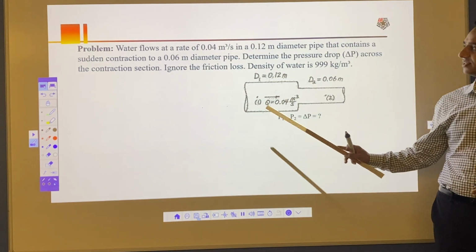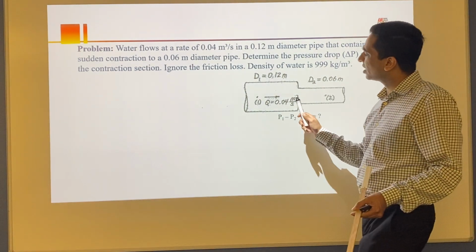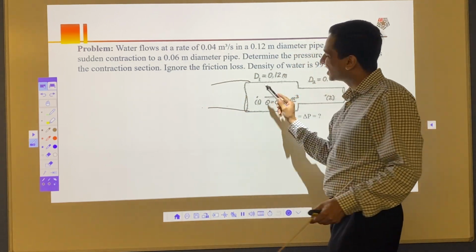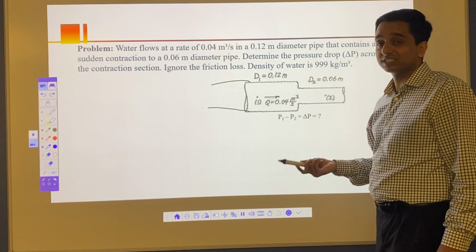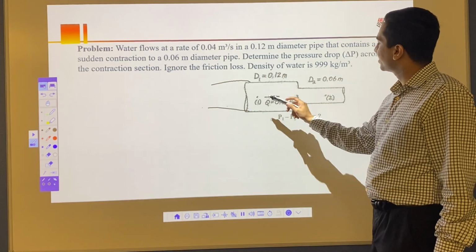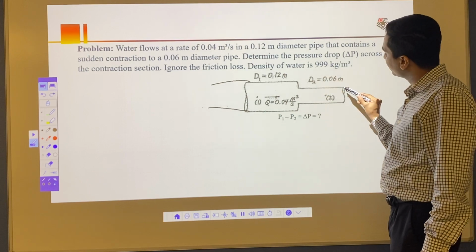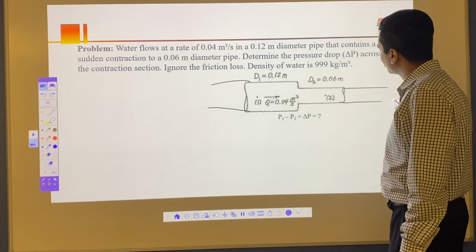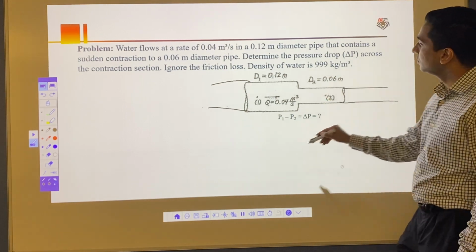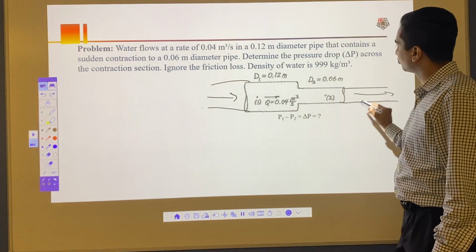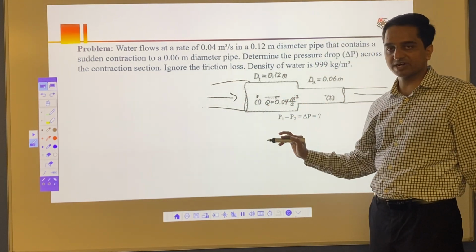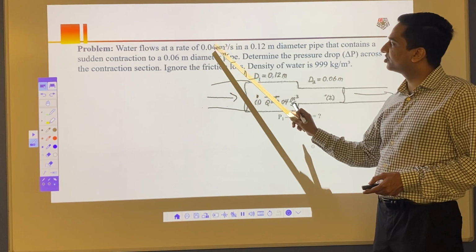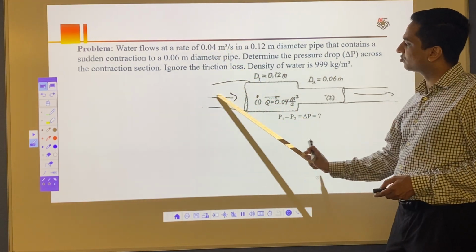This problem is for sudden contraction. So what's happening is we have one large pipe here, and the diameter of this pipe is 0.12, that's 12 centimeters. So that 12 centimeter pipe is here, and then it suddenly contracts to the small pipe, which is 6 centimeters, 0.06 meter, and this is continuous. So this is not open to atmosphere or anything. Water comes from here and continues to go to here. Our point 1 is here just before the contraction, and our point 2 is here just after the contraction. So what does it say? Water is flowing with a flow rate of 0.04 meter cube per second. So flow rate is given.